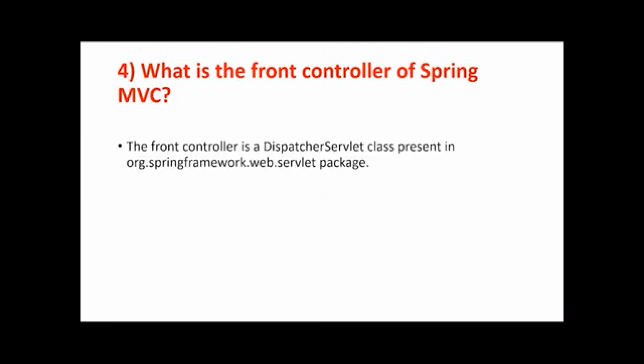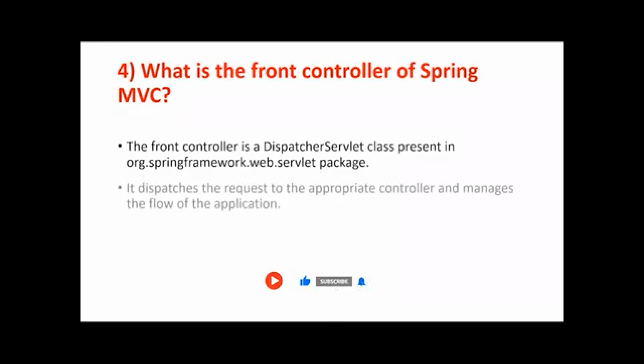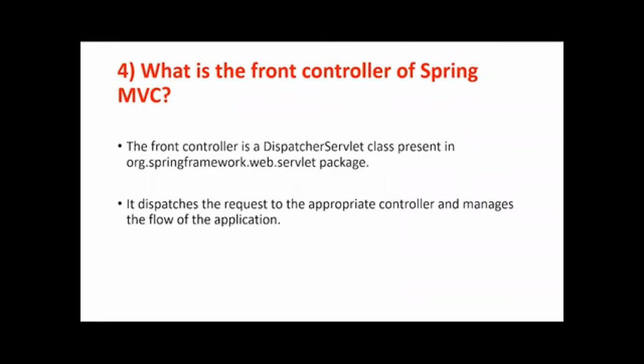Question 4. What is a front controller in Spring MVC? Each and every request is taken by a predefined servlet in Spring MVC that is called dispatcher servlet. This is a predefined class that exists in the org.springframework.web.servlet package. We need not define it, but it takes care of all the requests and redirects them to an appropriate controller. As a programmer, we need to configure this dispatcher servlet in the web.xml file by writing the servlet tag, servlet mapping tag, and so on.